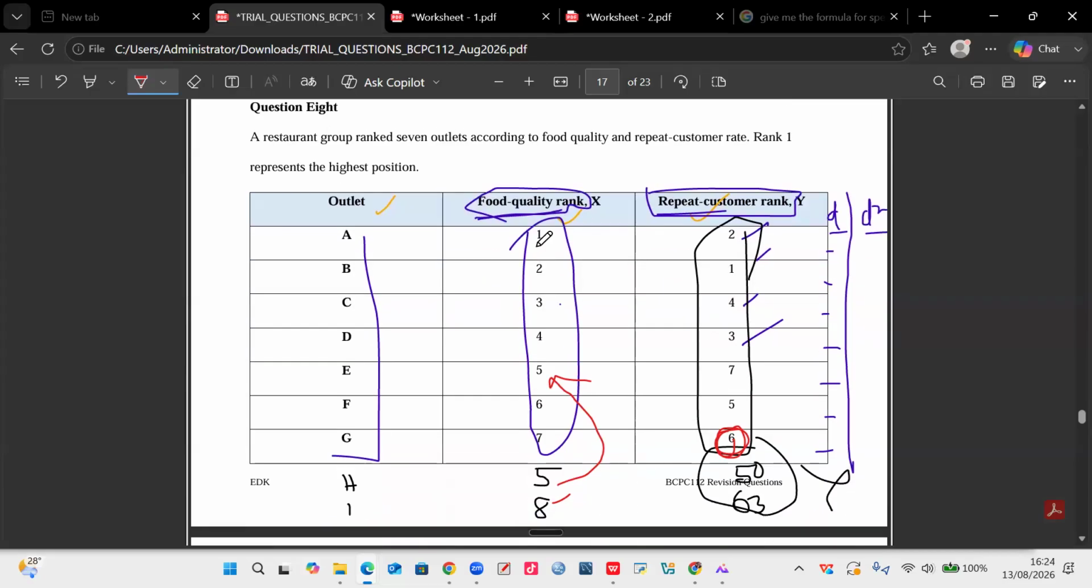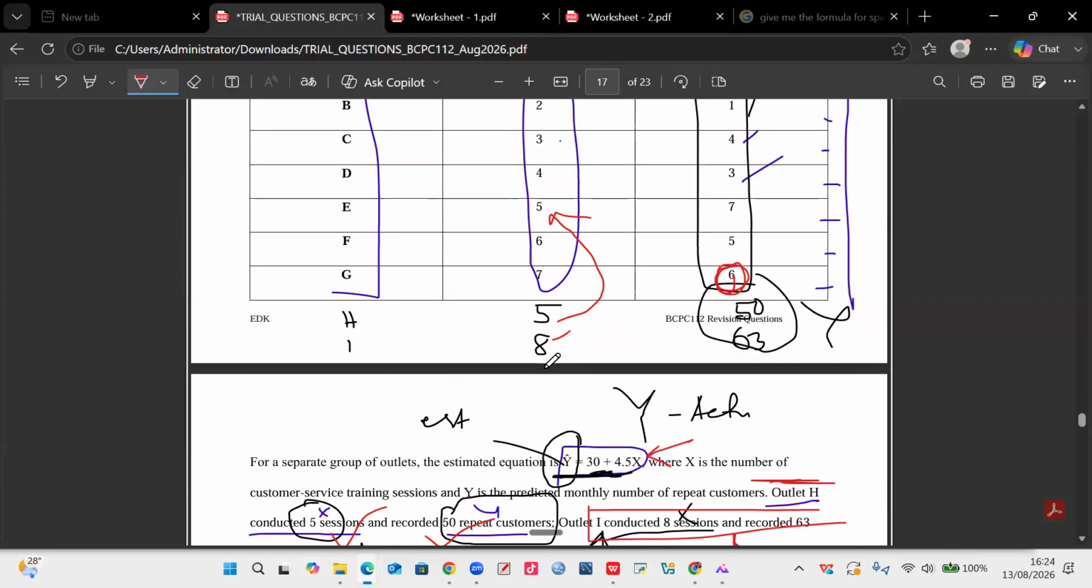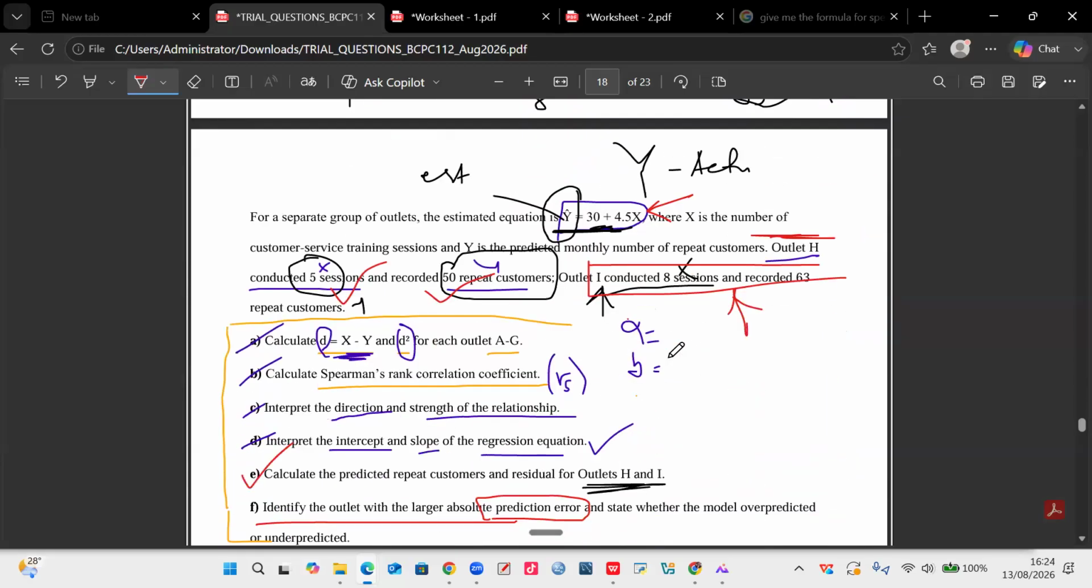Rank 1. They will still give us negatives. But let's use H and I and see.